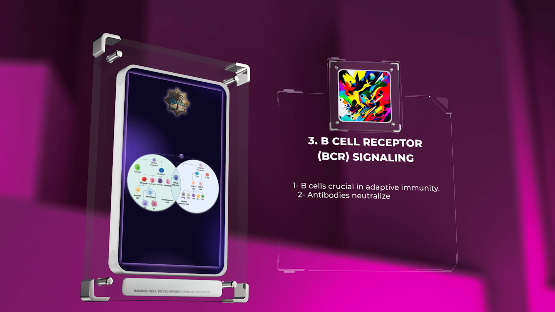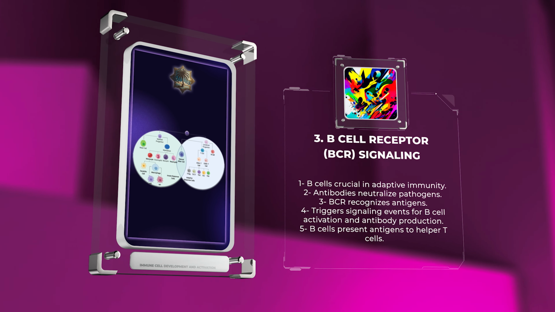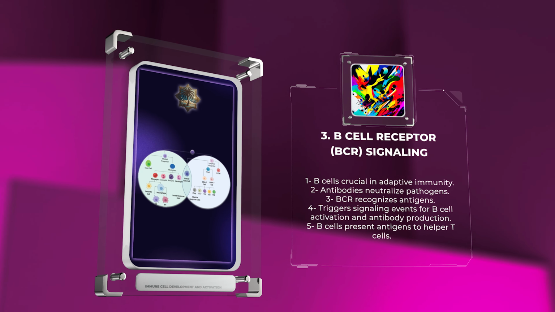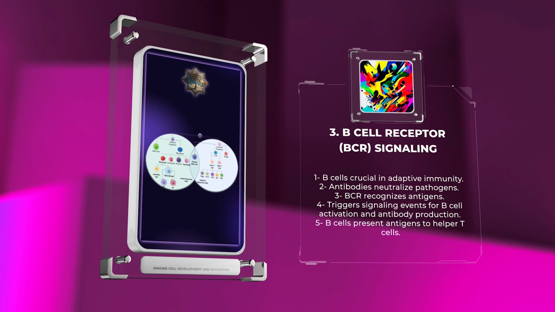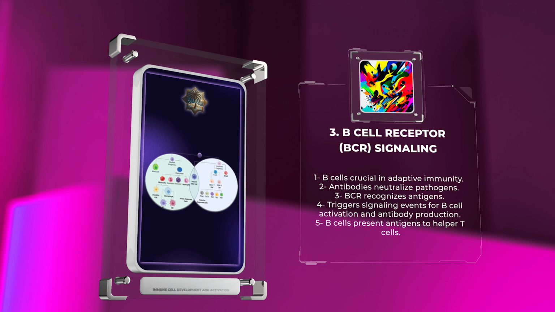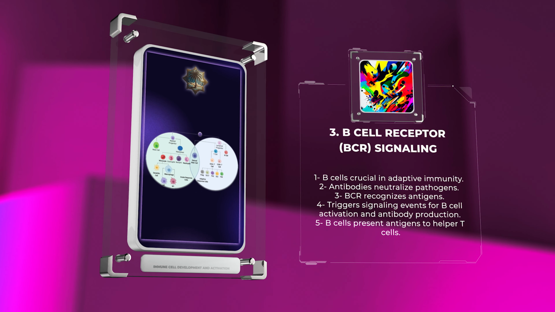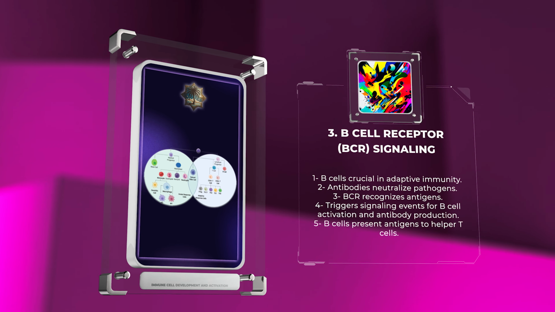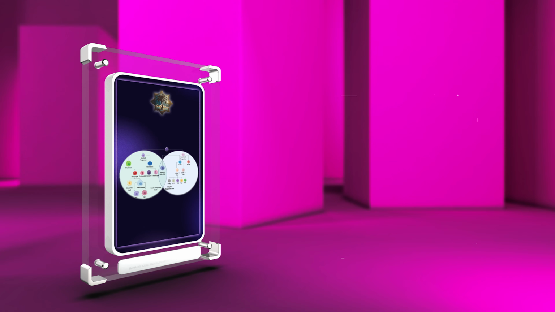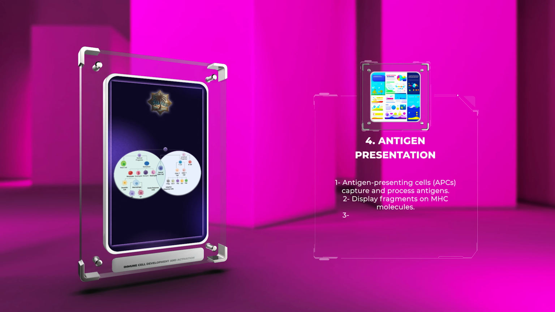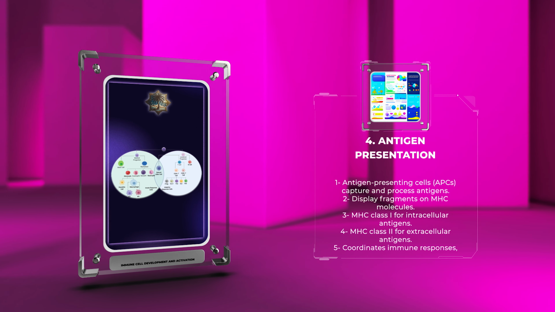B cells have a crucial role in adaptive immunity by producing antibodies that neutralize pathogens. The BCR recognizes antigens and triggers signaling events leading to B cell activation and antibody production. B cells also present antigens to helper T cells, initiating B cell activation and subsequent differentiation into plasma cells or memory B cells. During antigen presentation, immune cells called antigen-presenting cells, APCs, capture and process antigens.